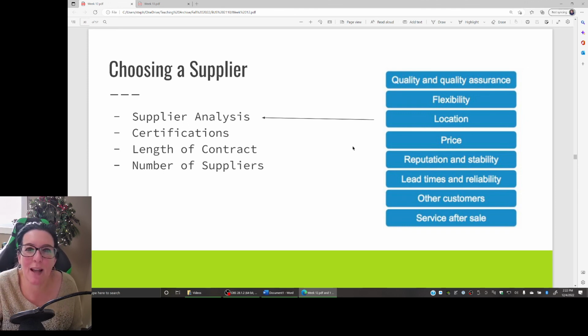We also have to look at service after the sale. So what if we need to return things? What if there are quality issues? Will they take them back? If we look at Amazon, for example, if you buy something on Amazon and you go to return it, it is the supplier who is actually the one who is going to cover the cost of the return.